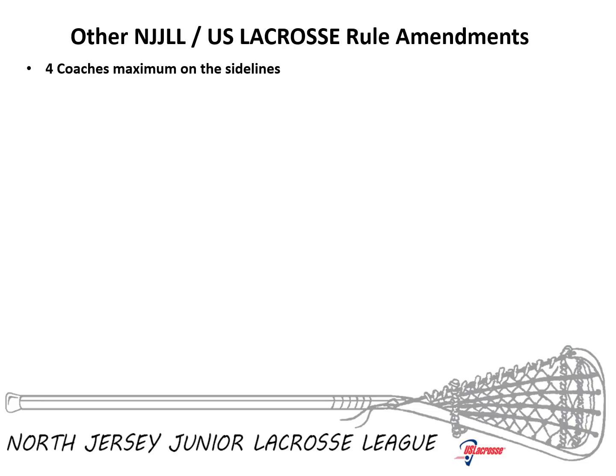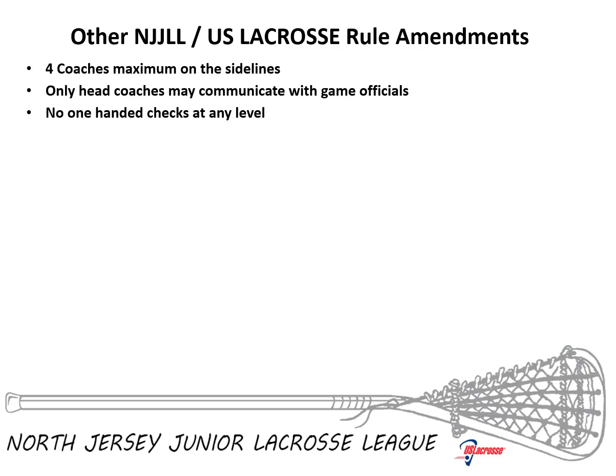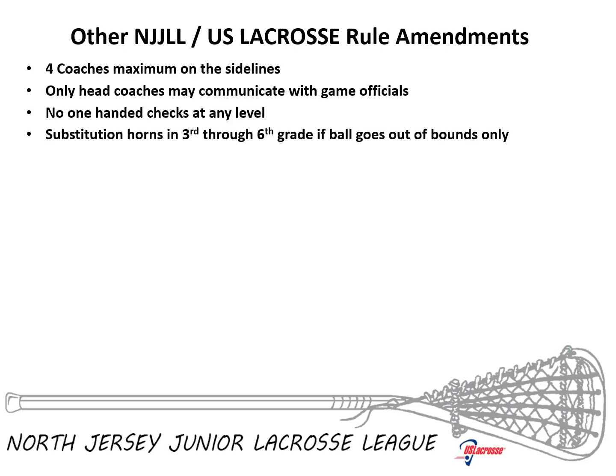Some other NJJLL rules. We have a 4-coach maximum on the sidelines, and only head coaches may communicate with game officials. We do not allow one-handed checks at any level. Substitution horns are allowed in 3rd through 6th grade if the ball goes out of bounds. So that's important to understand.